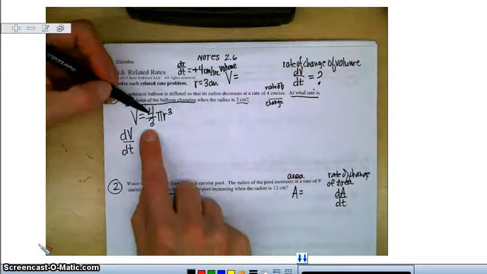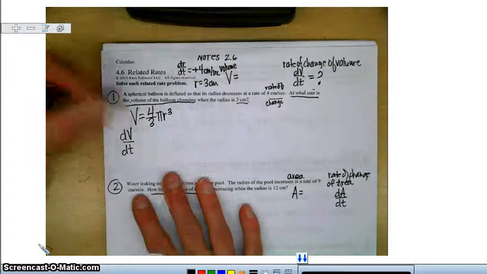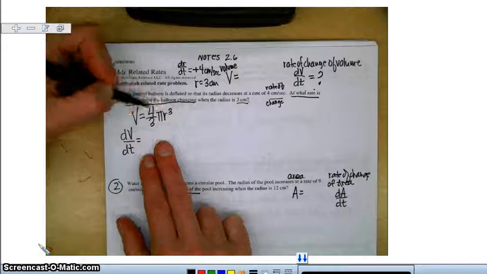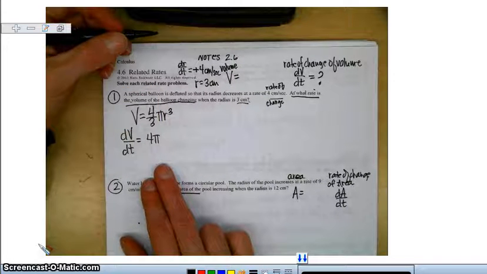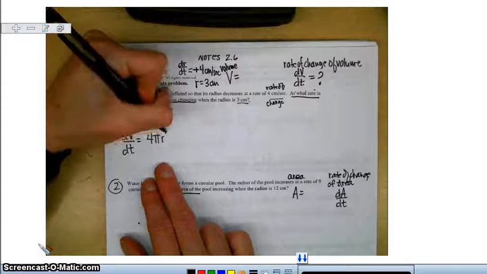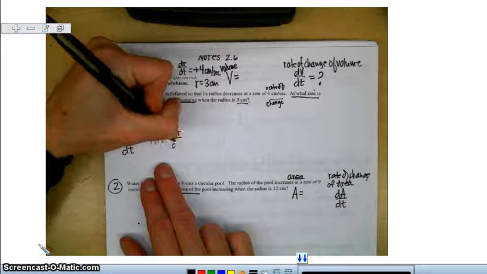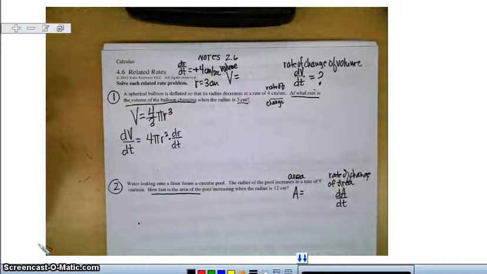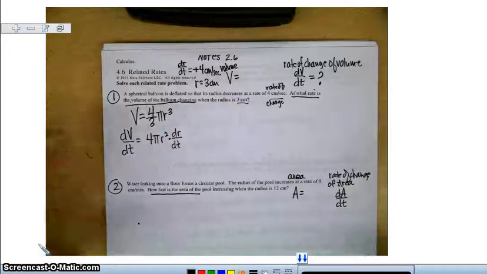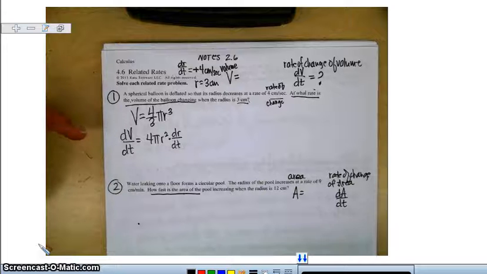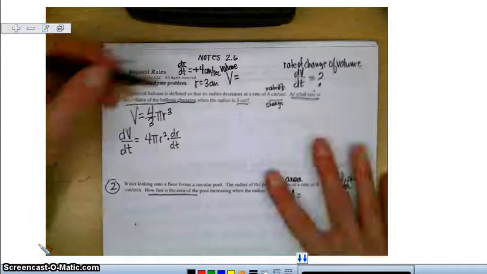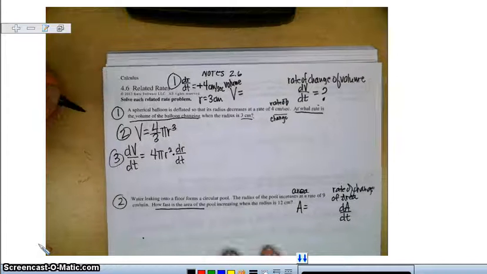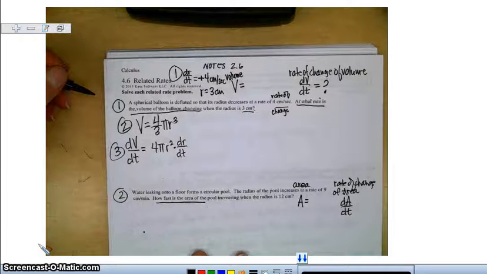So what would be the derivative of 4/3 pi r cubed? Isn't it the power rule? Multiply by 3, so you get 4 pi r to what power? Second, times dr over dt. Since I took the derivative of r, it's like multiplying by r prime, but we write dr over dt because we're always with respect to time here. So I did step 1 here, I did step 2 here, and this is step 3. And now step 4, I'm just going to plug all the values in.